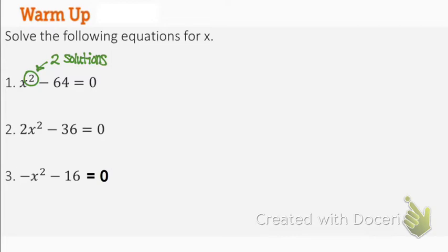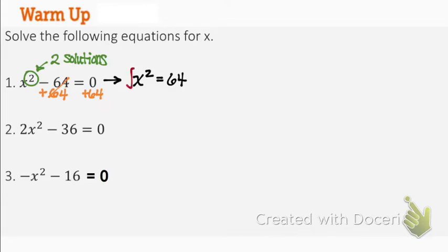What can I do to start to solve this one? I want to get x all alone. Add 64 to both sides. All right, so I'm going to have x squared equals 64. Where do I go from here?